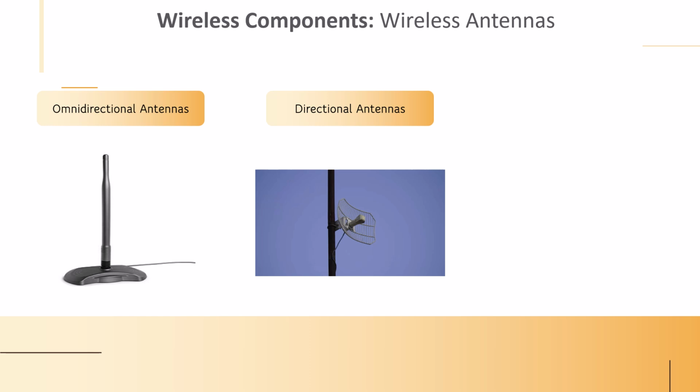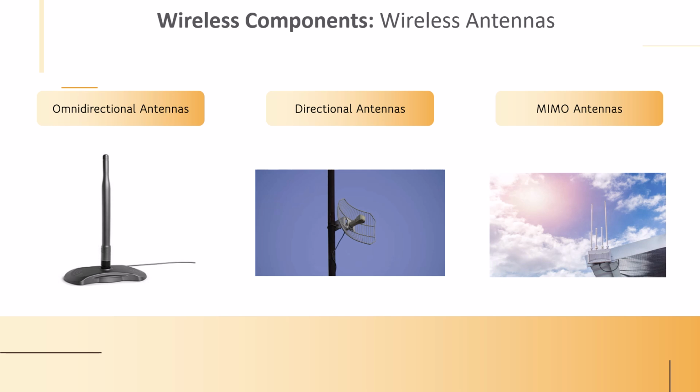And we have multiple input, multiple output antennas, MIMO. We use multiple antennas to increase available bandwidth for the 802.11 wireless network standard. And as we mentioned, there are up to 8 transmit and receive antennas that can be used to increase the throughput of transmission.